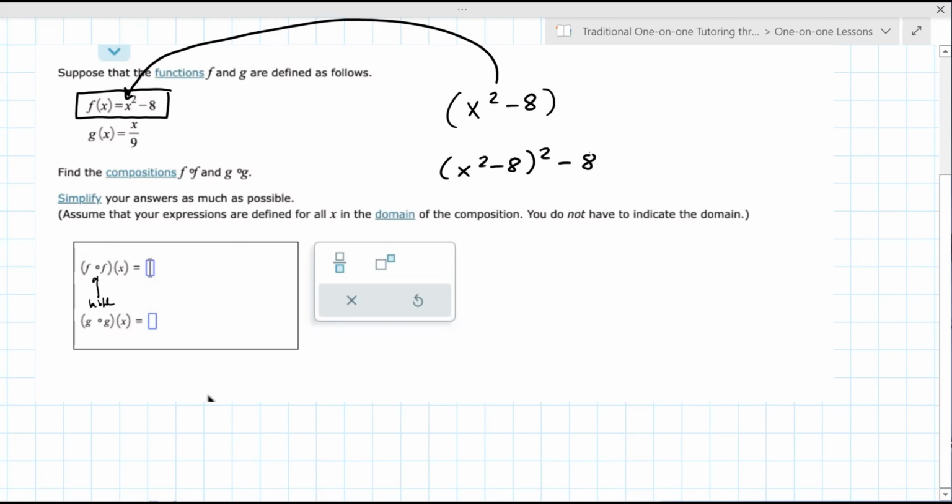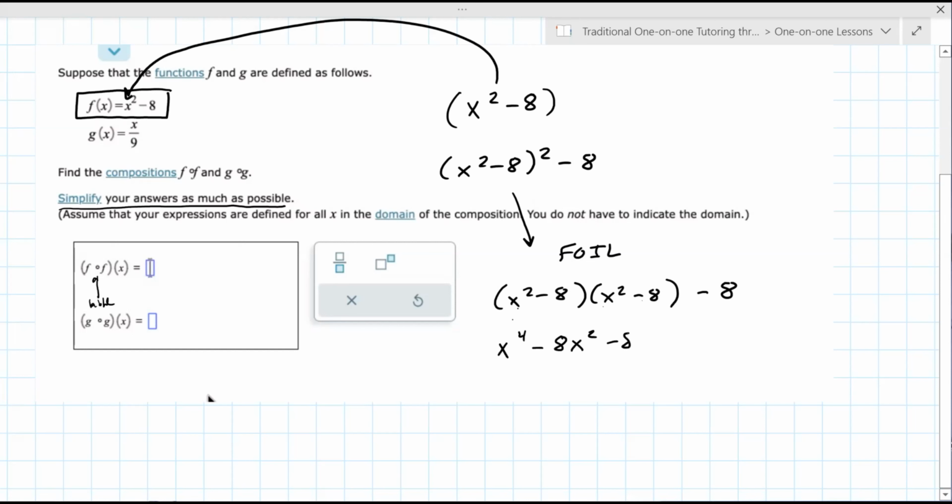Now it does say to simplify as much as possible. What's here is correct, but it wants you to FOIL. So come down here and rewrite that: x squared minus 8, times x squared minus 8, minus 8. Then you do have to FOIL it. Do you remember that from a previous class? Okay, so it's x squared times x squared, that's x to the fourth. x squared times minus 8 is minus 8x squared, minus 8x squared for the inner, and the last is plus 64. Minus 8, bring that down.